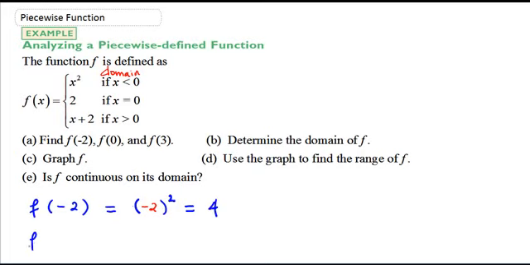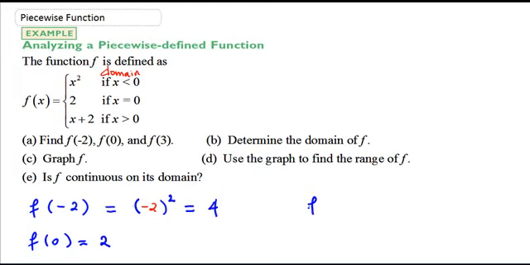To find f of 0, we do the same thing. Does 0 belong to the first domain? The answer is no, because the first domain says it's any x value less than 0. But the second looks good. The second domain says that x is 0. So we evaluate at x equal to 0. This domain says when x equals 0, f of x equals 2. So our answer is 2.